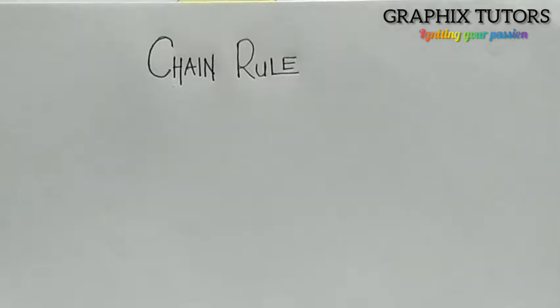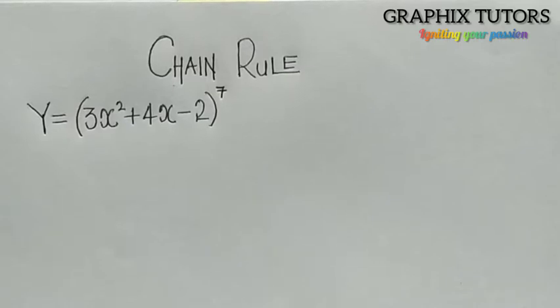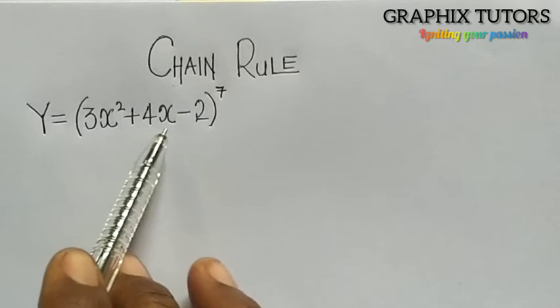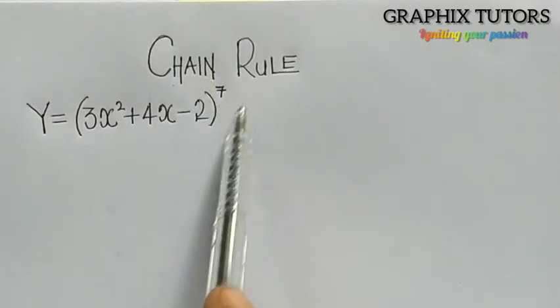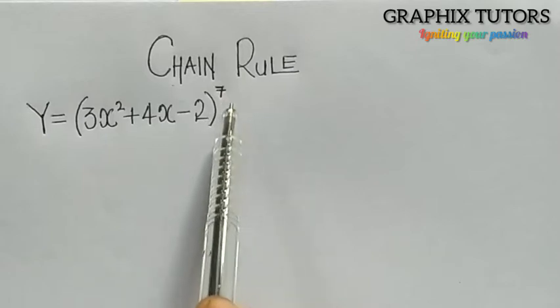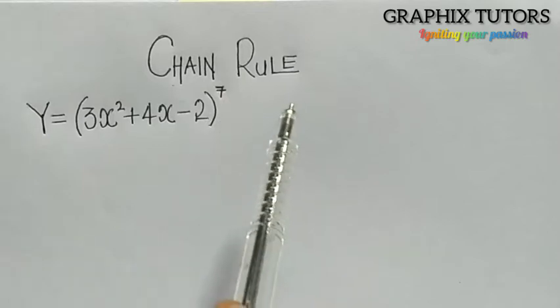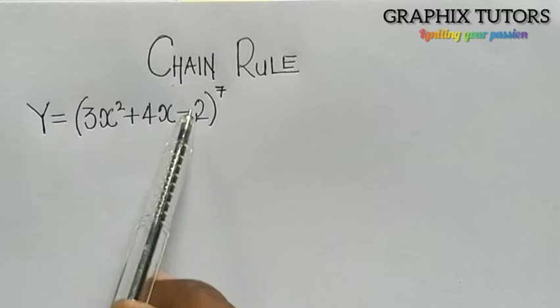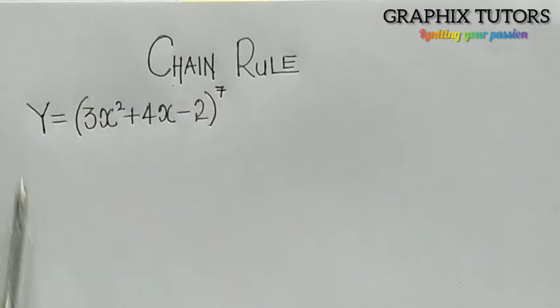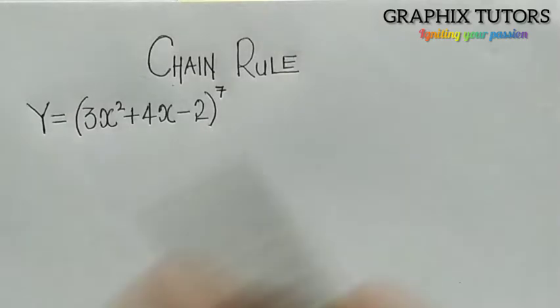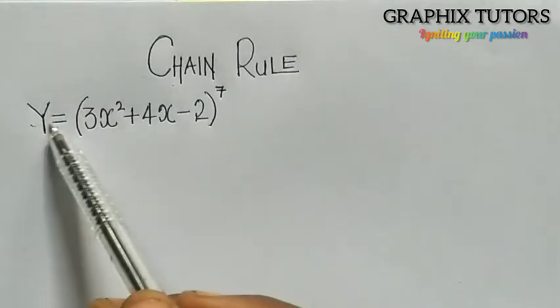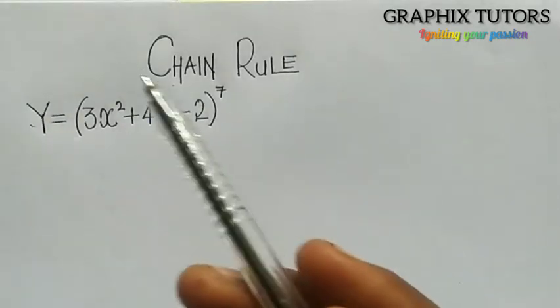So example 1. Now look at this example. It says y equals (3x squared plus 4x minus 2) raised to the power 7. As long as I have a power, I should know that I'm dealing with the chain rule. So what I will do is represent everything inside the bracket by any variable of my choice. I can use x, z, or w, as long as it's not y, to avoid confusion.